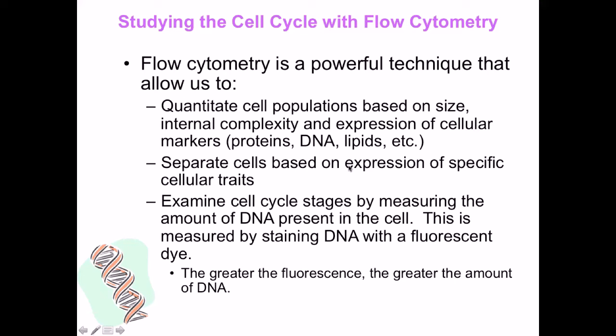In this case, what we're going to be doing is examining cell cycle stages, and we're going to measure the amount of DNA present in each cell. We're going to have a DNA staining agent that is fluorescent, and therefore we're going to be able to measure the amount of DNA present in that cell. Since we're measuring fluorescence, there is a direct correlation between the amount of fluorescence and the amount of the reagent, in this case DNA: the greater the fluorescence, the greater the amount of DNA that the cell has.